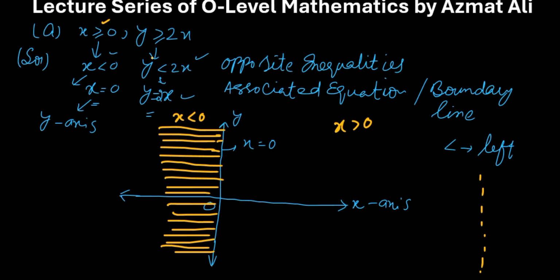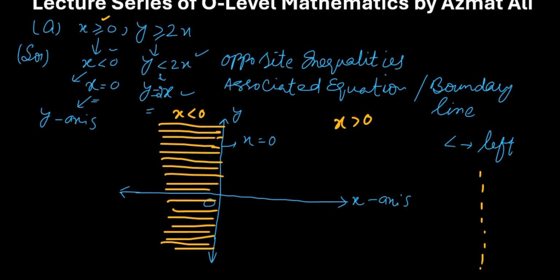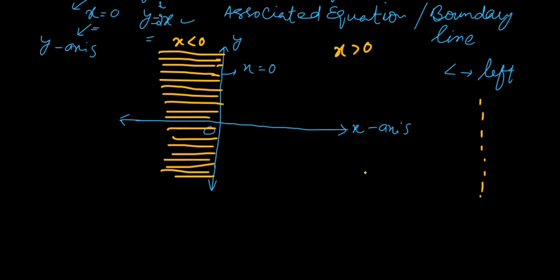Next we move to the second inequality. The second inequality is y greater than or equal to 2x, whose opposite inequality is y less than 2x, and the associated equation is y is equal to 2x. If you compare y is equal to 2x, this equation, with the standard form of a line equation, the slope intercept form, this is the slope intercept form of a line.